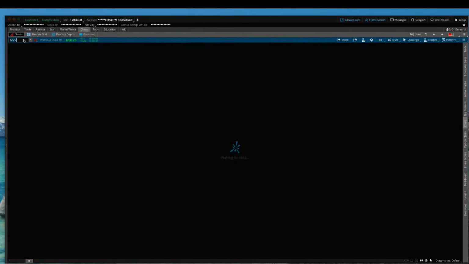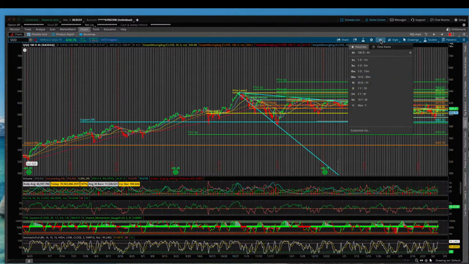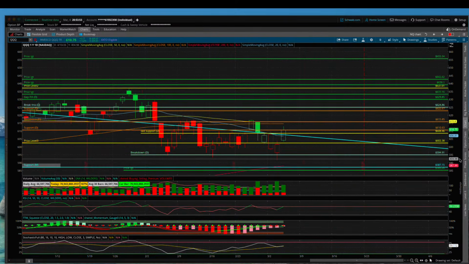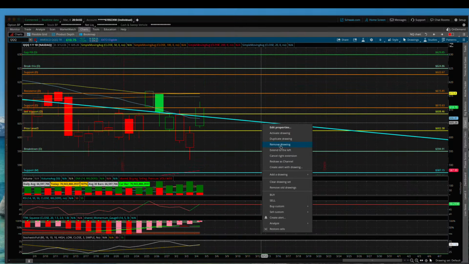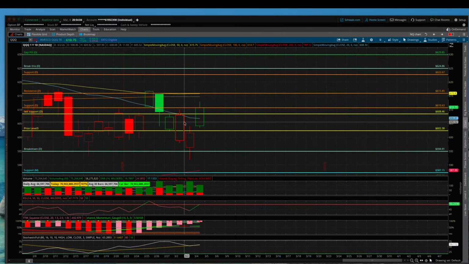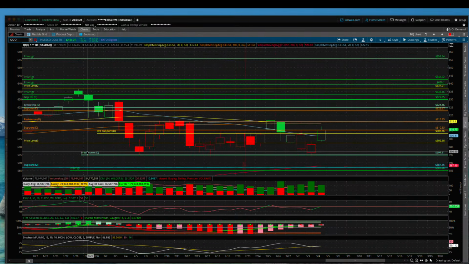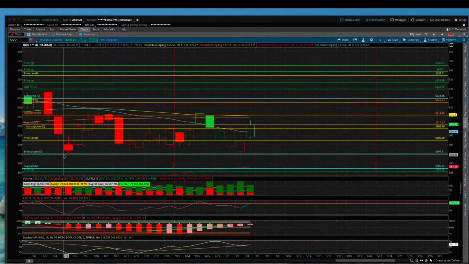Okay, I'll do the Qs. All right, Qs. Okay, we stopped right at that 610 area. Now, this isn't the prettiest reversal here. But we did hold 595 3 times. So that could be a triple bottom right there.